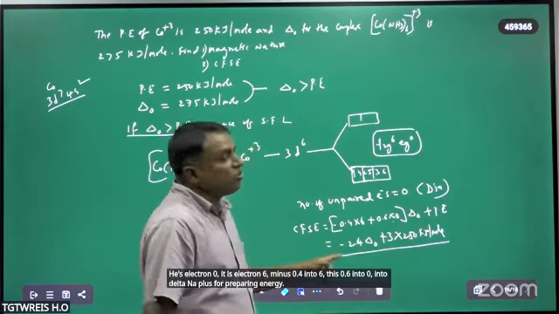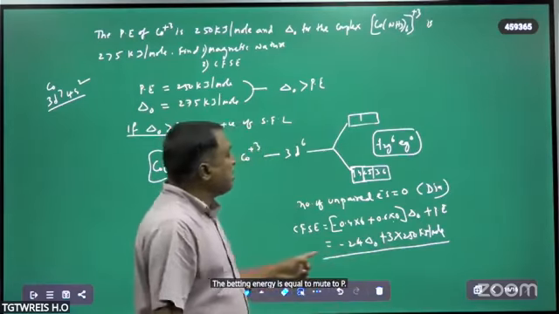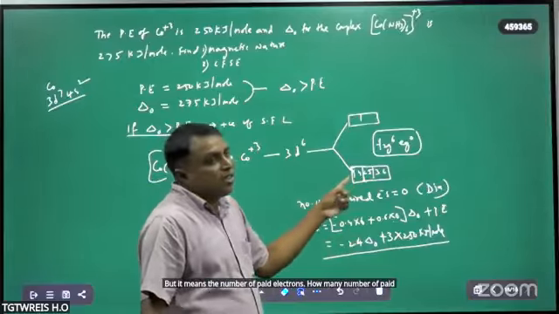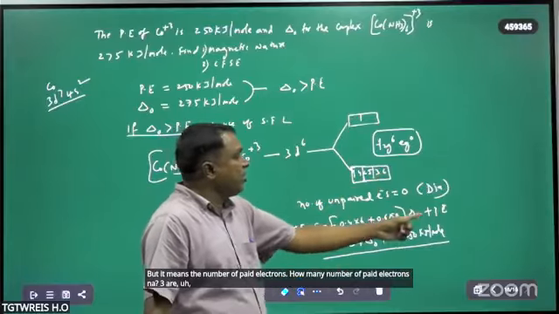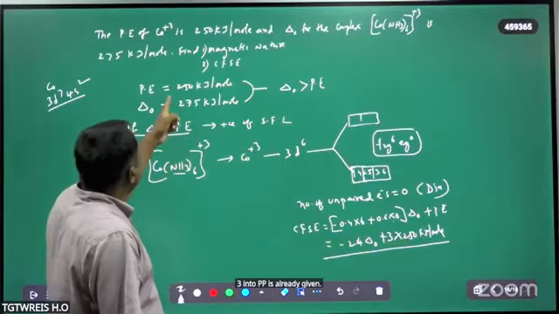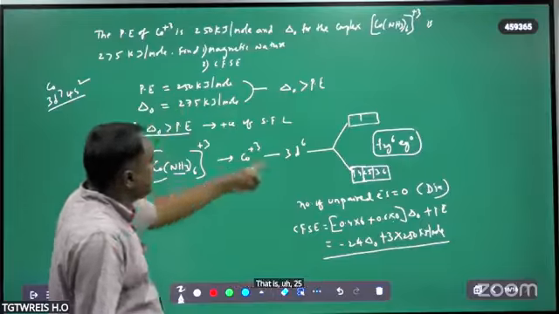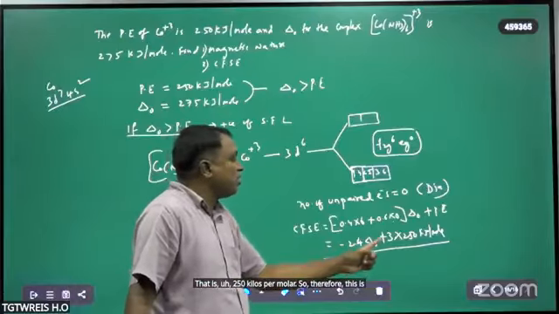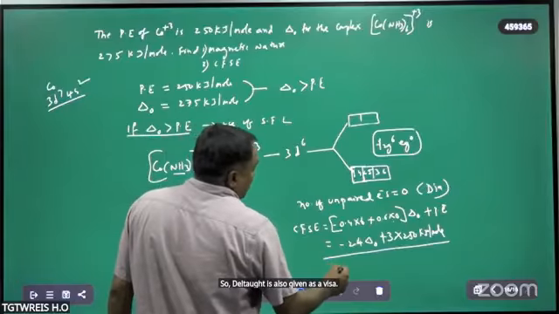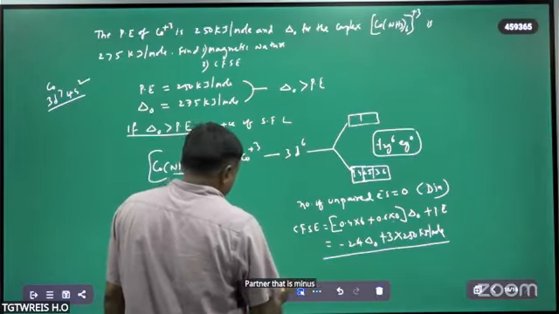The pairing energy is equal to m into P, where m is the number of paired electrons. How many paired electrons are there now? There are 3 pairs, so 3 into P. P is already given, that is 250 kilojoules per mole. Therefore this is minus 2.4 delta naught, and delta naught is also given.